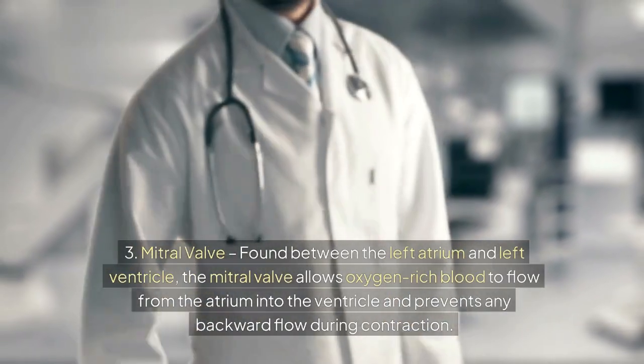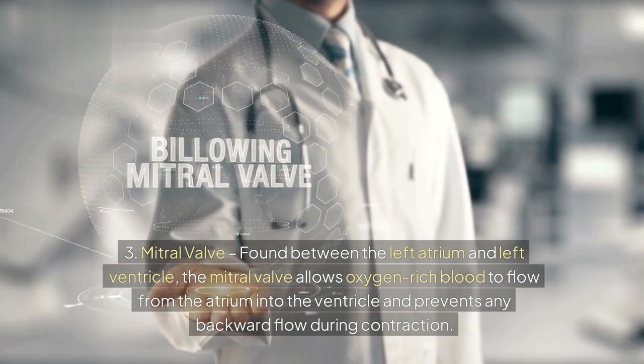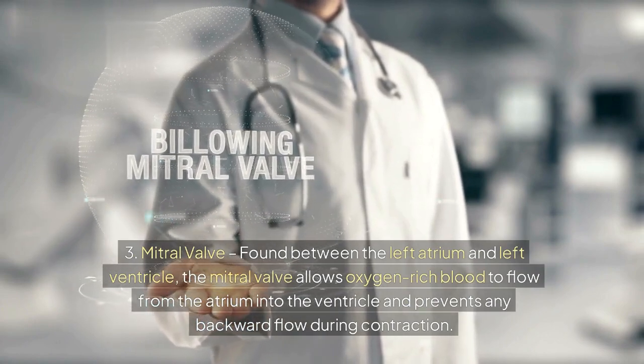3. Mitral valve, found between the left atrium and left ventricle. The mitral valve allows oxygen-rich blood to flow from the atrium into the ventricle and prevents any backward flow during contraction.